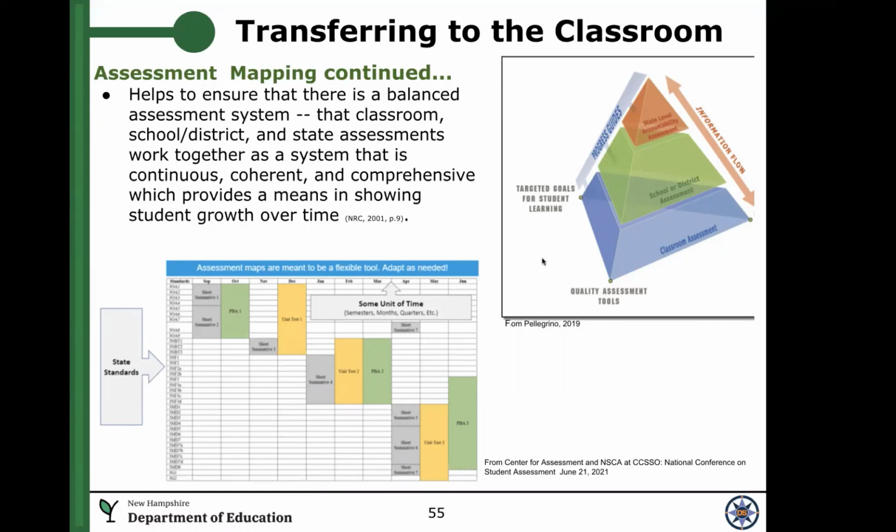I've noticed recently too, as people are mapping out their curriculum and their scope and sequence and all of that, that they are now adding columns in for where the assessments are taking place. So sometimes these are kind of all intermeshed as well.